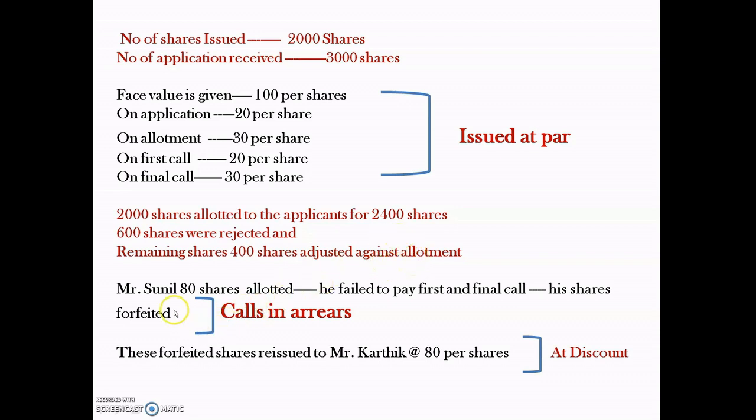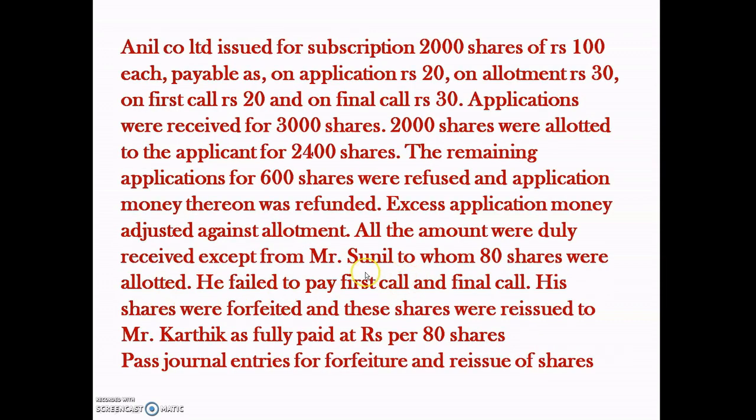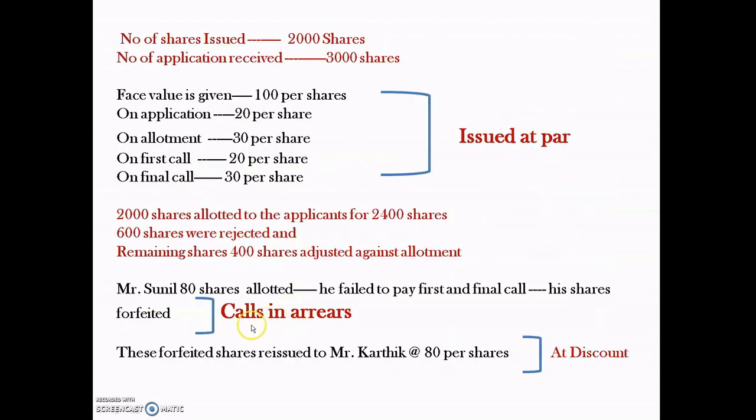Next, Mr. Sunil was allotted 80 shares, and he failed to pay the first and final call. This is the case of calls in arrear, and the company took the decision and forfeited Mr. Sunil's shares. He was allotted 80 shares, but he failed to pay the first and final call, so his shares were forfeited.